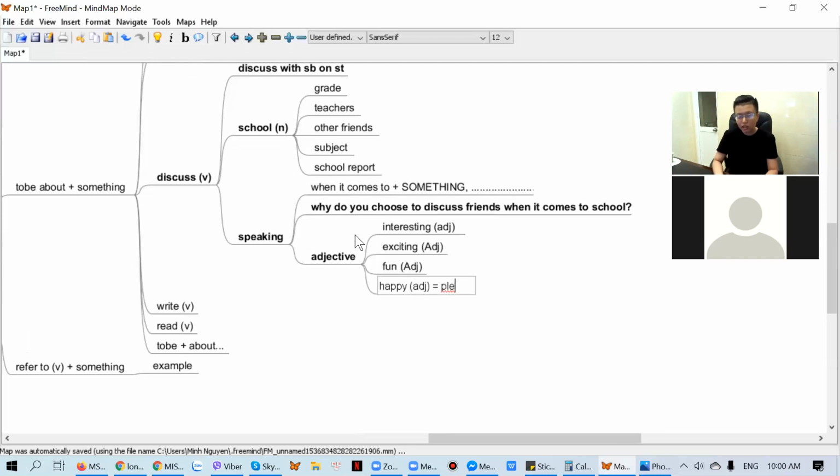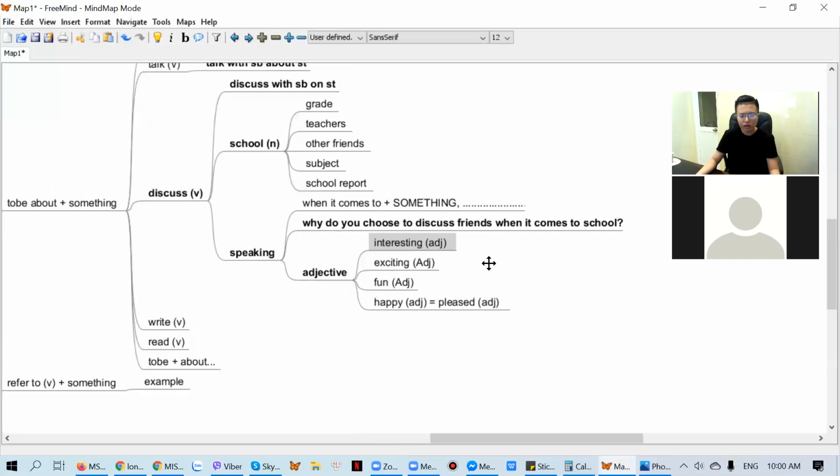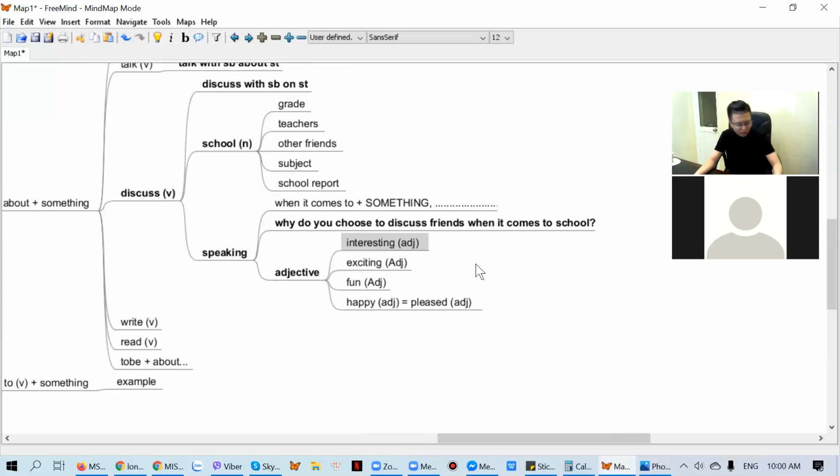Or instead of using the word happy, you can use a second word, which has the same meaning: pleased. I feel pleased when I talk about my friends. I feel happy when I talk about my friends. I feel very interesting when I discuss other friends with my friends, okay? So here, what are your feelings when you discuss friendship at school?